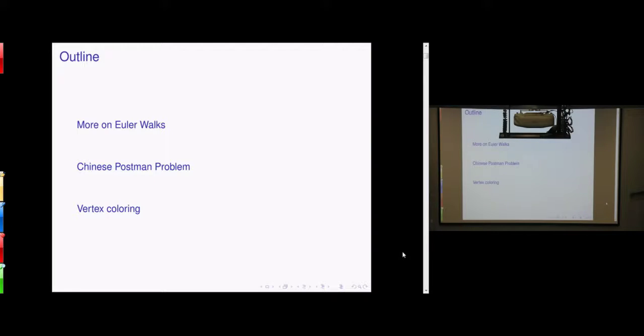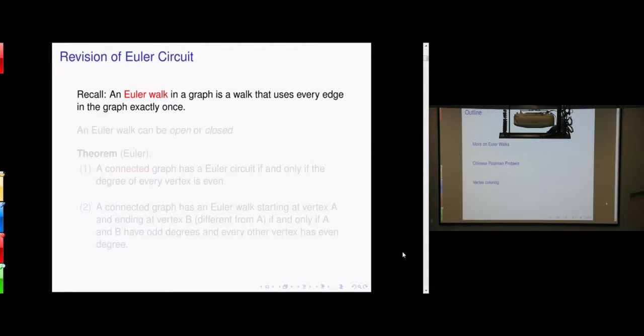Then there is a related application or question called the Chinese postman problem. We'll see what it is. And then the last item is about vertex coloring, which also has some applications. Let me remind you what an Euler walk is.